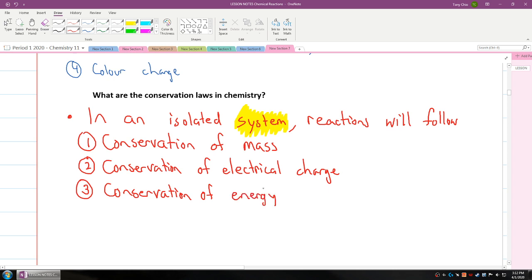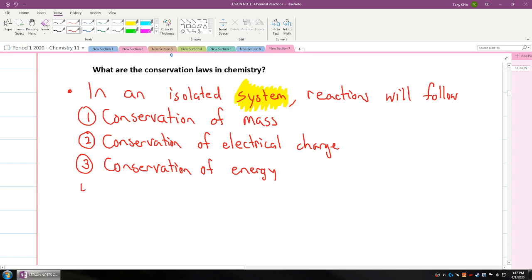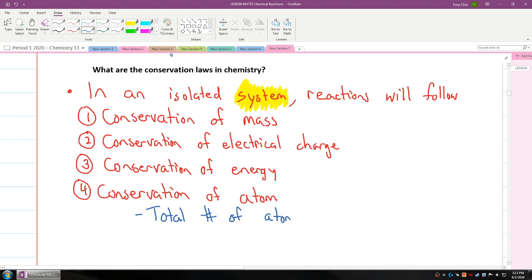And the last one, the one we're going to use to help us balance, is conservation of atoms. And this is the one we're going to use to help us balance chemical equations. So it's the one where we want to make sure that the total number of atoms from start to finish will not change.